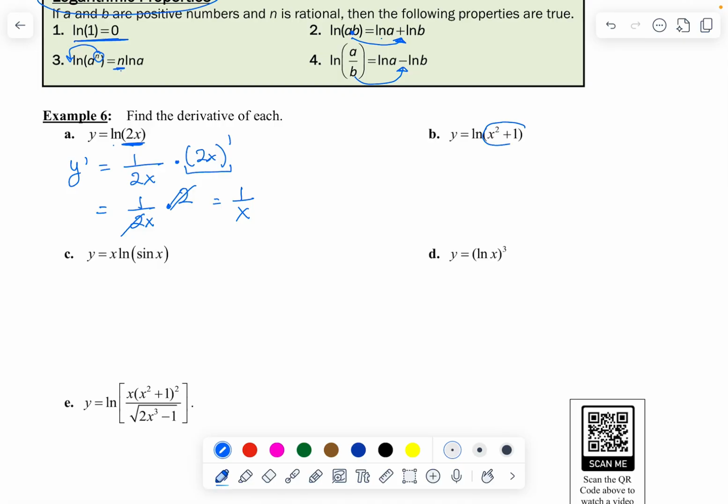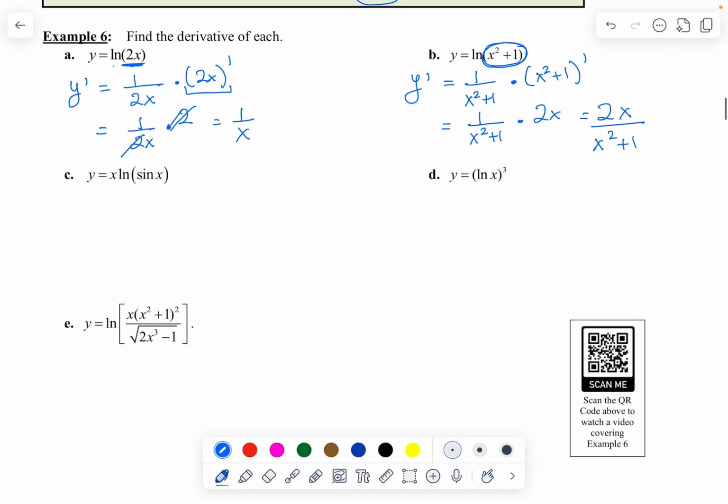So in this case, here's the stuff that's inside ln. So when you're taking the derivative, you've got y prime is equal to 1 over all of that stuff times the derivative of that stuff. So when you clean this up, you've got 1 over x squared plus 1 times 2x. And then you can do a little more cleanup by just bringing these two together.